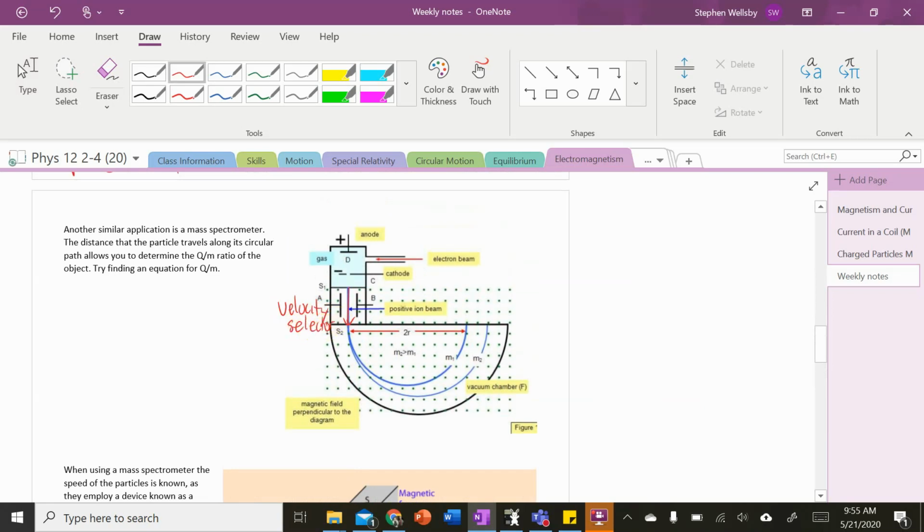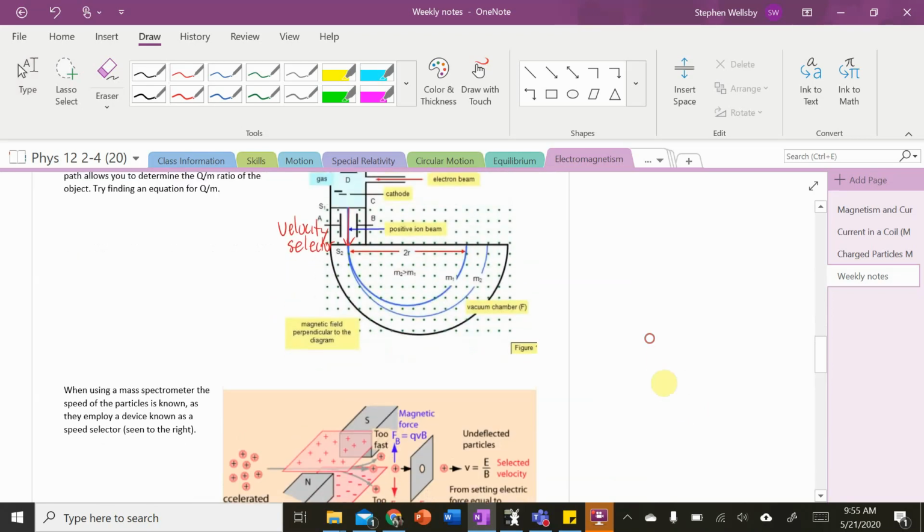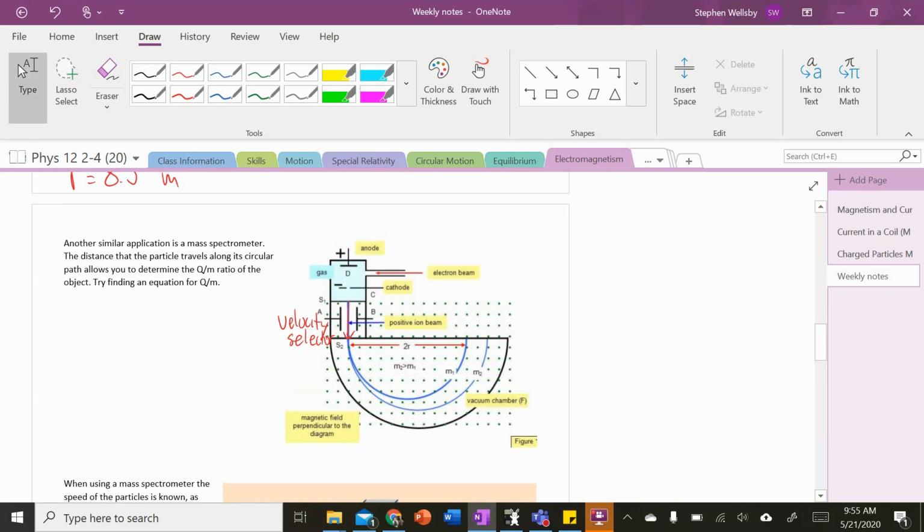And then it goes into the vacuum chamber, or it goes into this area here where it essentially separates the beam. So you have this velocity selector here, which essentially forces you to have only a specific velocity of particle that travels through here. Now, as these particles come out here, they're in this magnetic field area, and they're going to follow this circular path. So they're going to follow one or two circular paths.